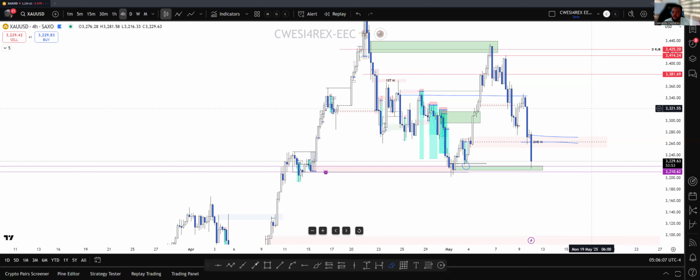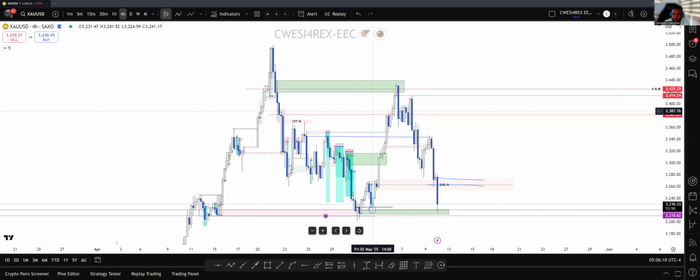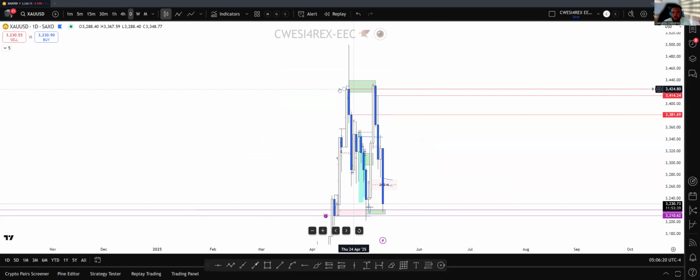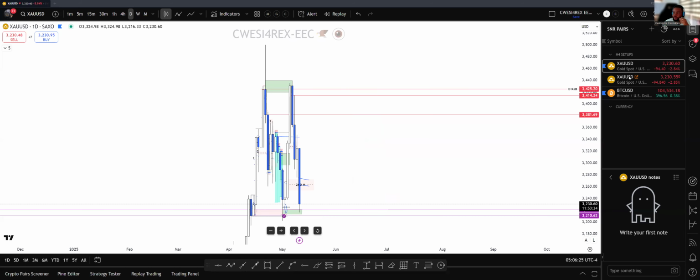Okay. So over here, we had price missing our limits and then shooting all the way up to this daily level over here. Okay, so we had a daily level. I used two servers to confirm what price is doing.